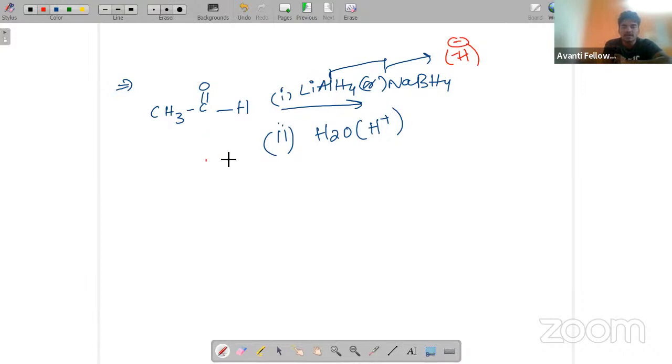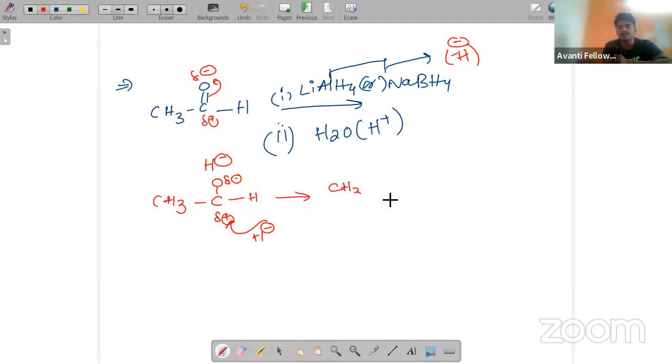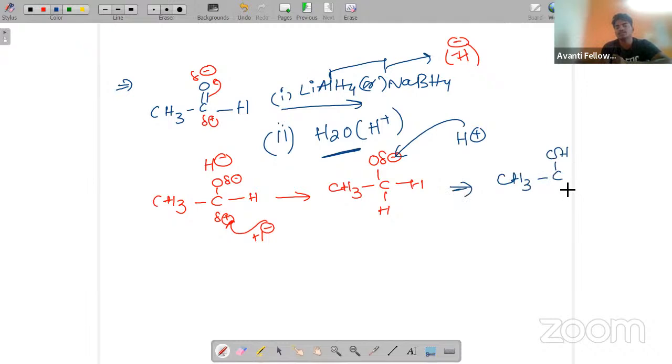This hydride ion will attack the carbon because it has a partial positive charge, and the oxygen gets a partial negative charge. Now the hydride will attack here and make CH3 C H H and O negative. Now with H2O in the presence of H plus, H plus will attack on oxygen. So the final product will be CH3 C OH H H.